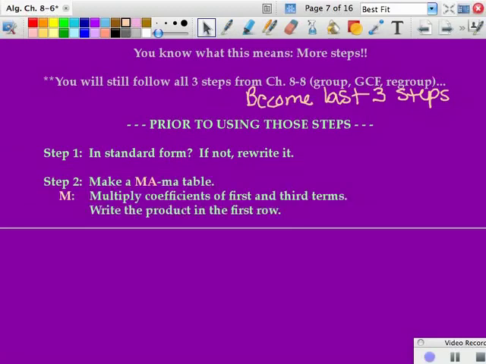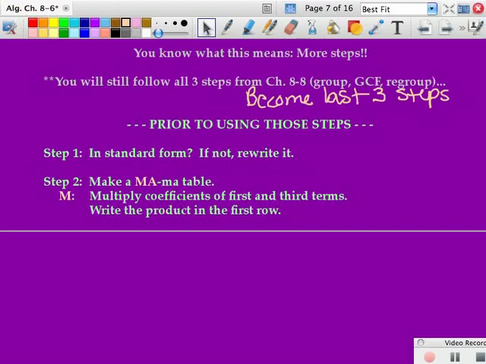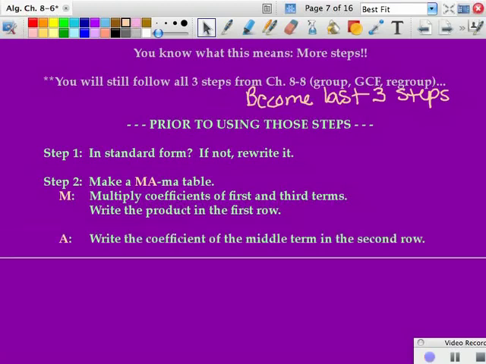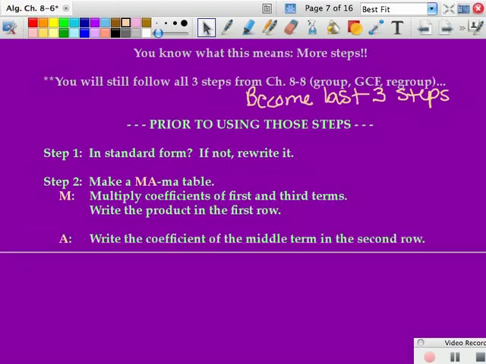I know it seems really ridiculous, and actually I did not name it. Some of my students in the past did because it helped them to remember. So the M, what the M represents is multiplying. So you're multiplying the coefficients of the first and third terms, and then write the product next to it. And then A is adding, but what you're going to do is just write A and then write the coefficient of the middle term. So it will look something like this.